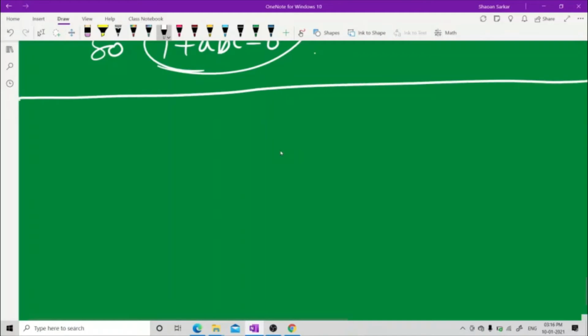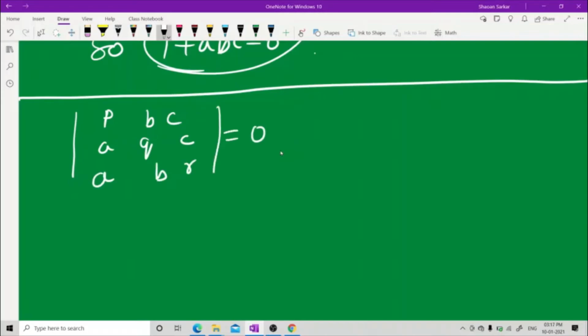Yes, the line has been drawn. Now what they have given me is this: the determinant with rows P, B, C; A, Q, C; and A, B, R. This they have given to be 0. And they have asked me what is the value of P.